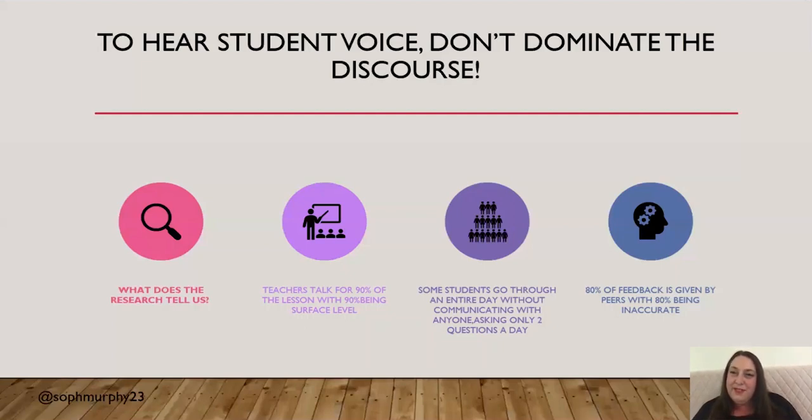One of the most interesting for me that I find is that 80% of feedback is actually given by peers, so is actually taken on by peers, and about 80 to 90% of that is inaccurate. So it really showed that notion of we really need to teach our students how to give each other feedback, because they're going to be doing it anyway and they're going to be taking it on. So we want them to be able to do it in a more accurate way.